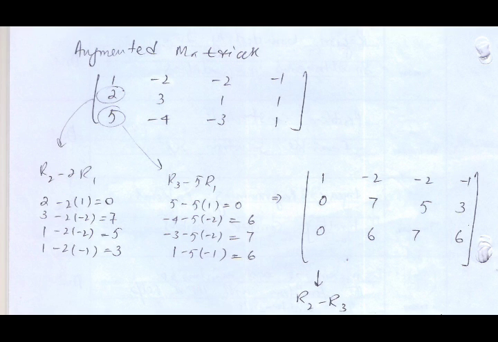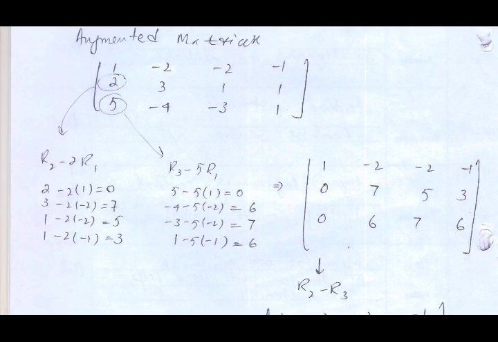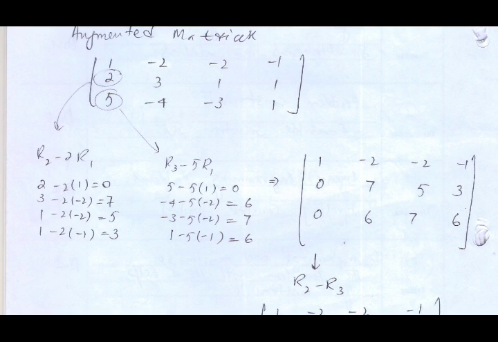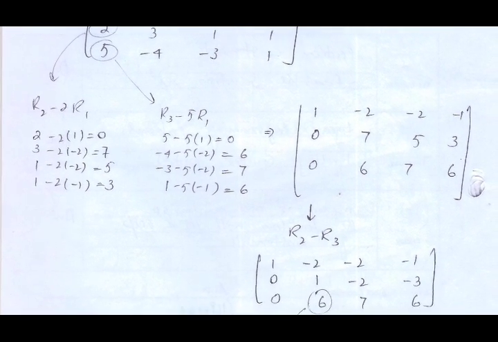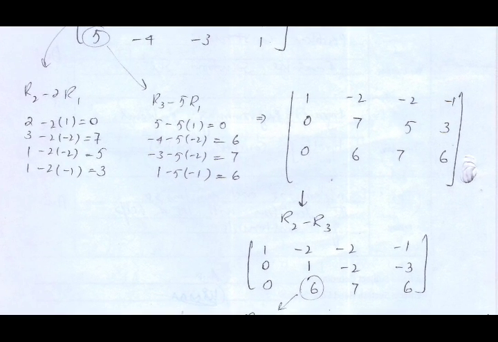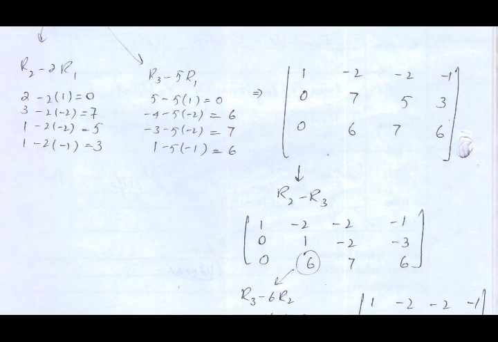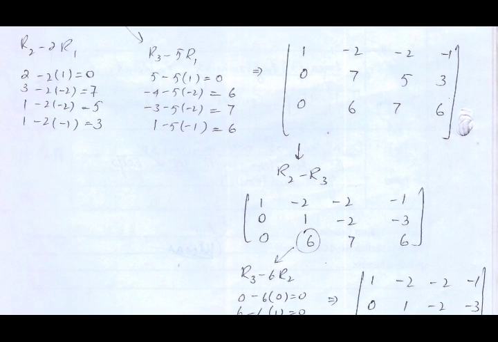Now the values of r2 are 2, 3, 1, 1 and the values of r1 are 1, -2, -2 and -1. We multiply r1 by 2 and subtract r2 from these values, and these are the new values. Same in the second case, r3 minus 5r1. The new values of r2 are 0, 7, 5 and 3, and the new values of r3 are 0, 6, 7, 6. It makes the first column equal to 1, 0, 0.